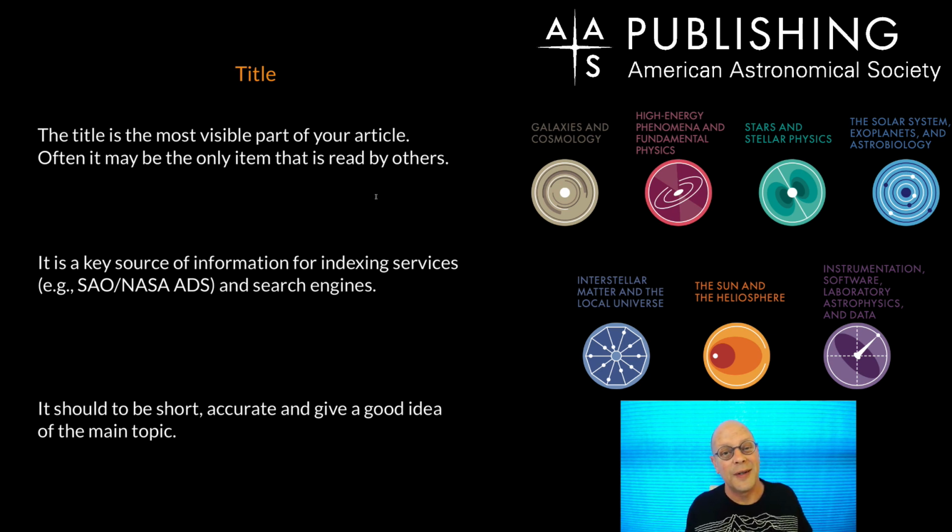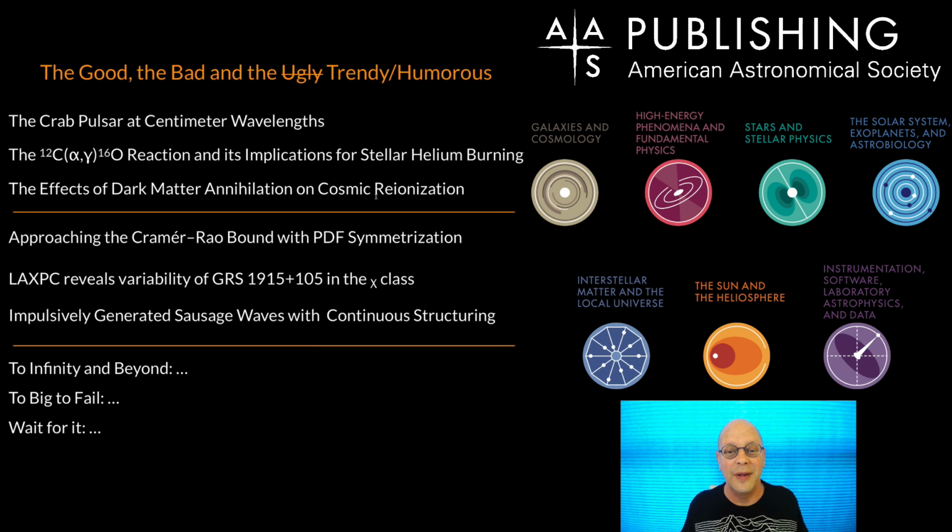So let's go over some titles. The good, the bad, and the ugly. I mean the trendy and humorous. So examples of good titles in the AAS journals: The Crab Pulsar at Centimeter Wavelengths. Very clear what that's about. The C12 alpha gamma O16 reaction and its implication for stellar helium burning. Any questions what that's about? And then we have The Effects of Dark Matter Annihilation on Cosmic Reionization. Again, you know what the paper is going to be about just from the title.